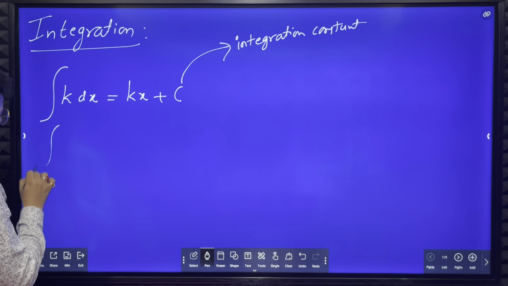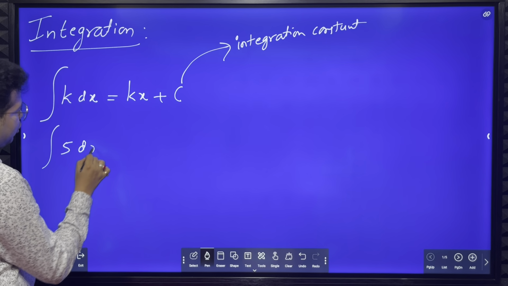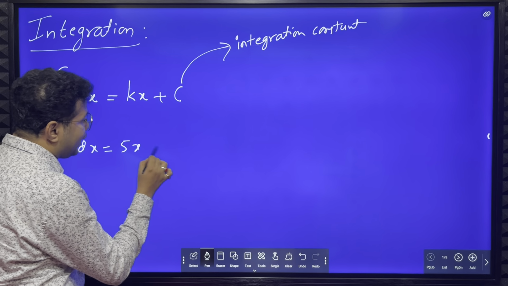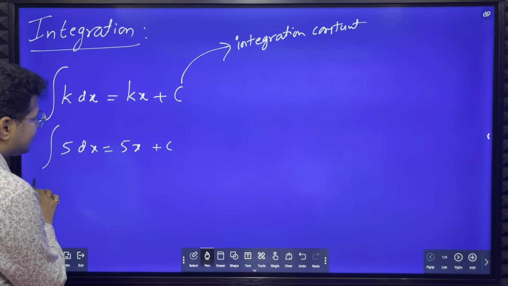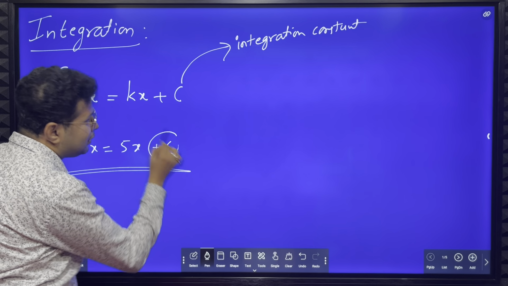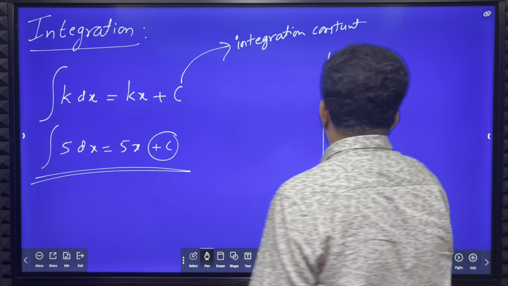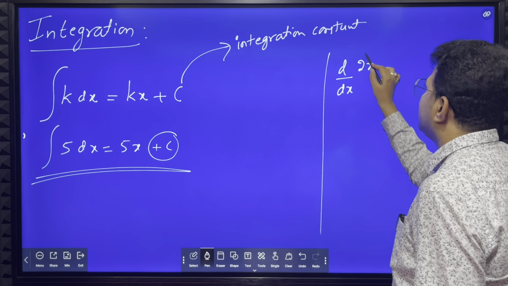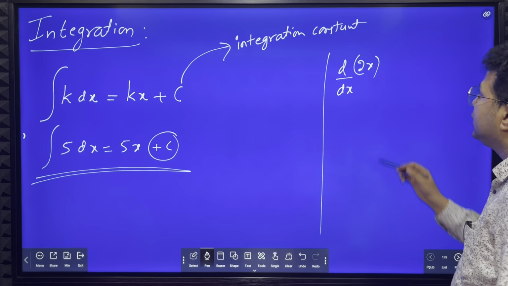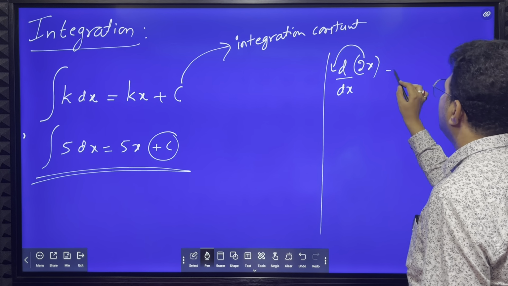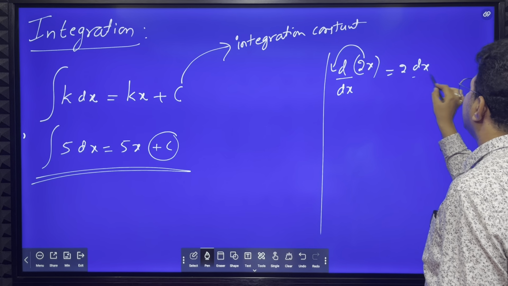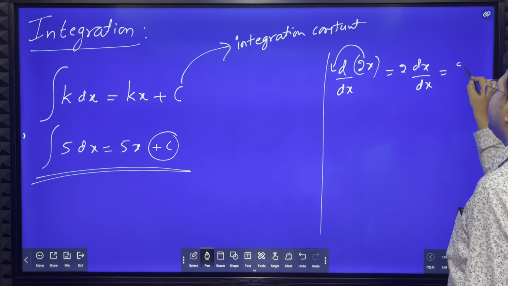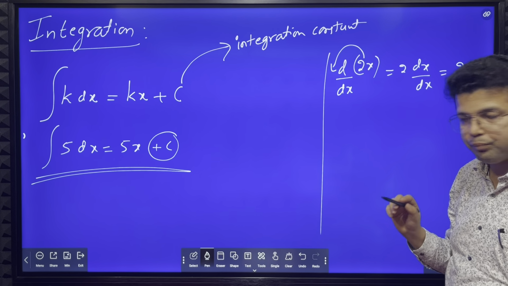So for example, integration of 5 with respect to x is equal to 5x plus c. Why this c comes, we will see. See, last class we studied differentiation. Differentiation of 2x means what? 2 comes out, 2 into dx by dx, correct now? dx by dx is 1. So differentiation of 2x is 2.